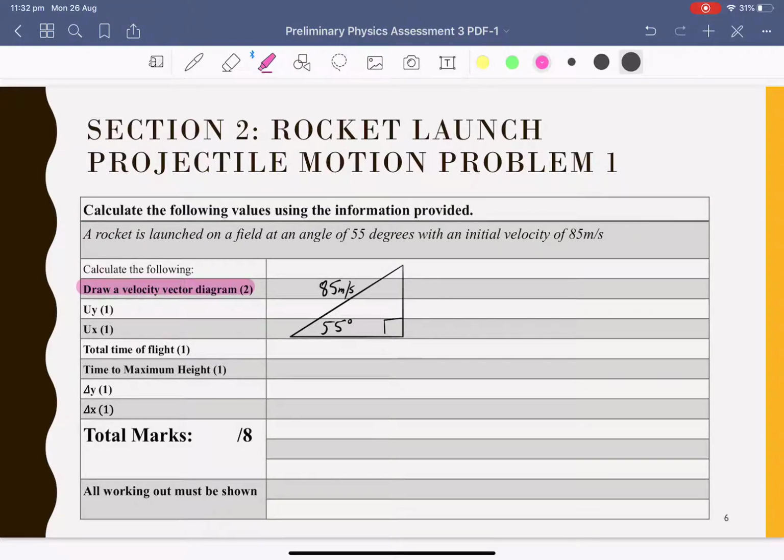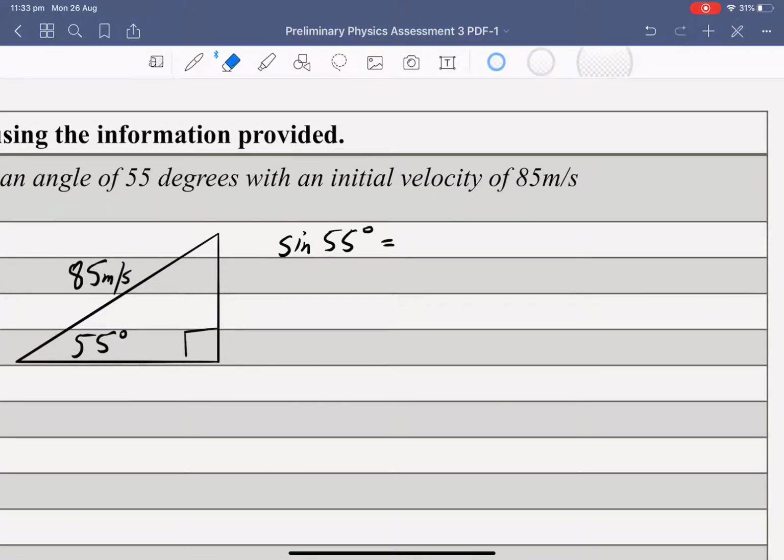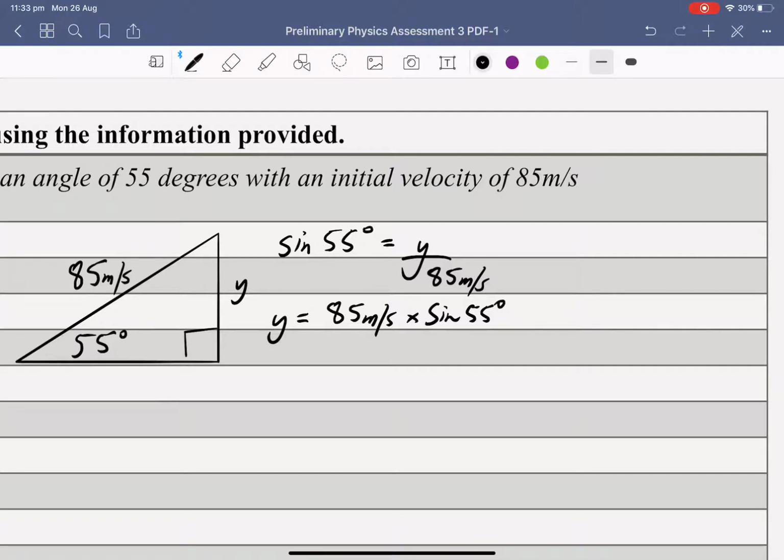Now the next thing we need to do is find the initial velocity in the y component. So what we can say is that sine of 55 degrees is equal to y, which is the vertical velocity, over 85 meters per second. If we rearrange this equation, we get y equals 85 meters per second multiplied by sine of 55 degrees.